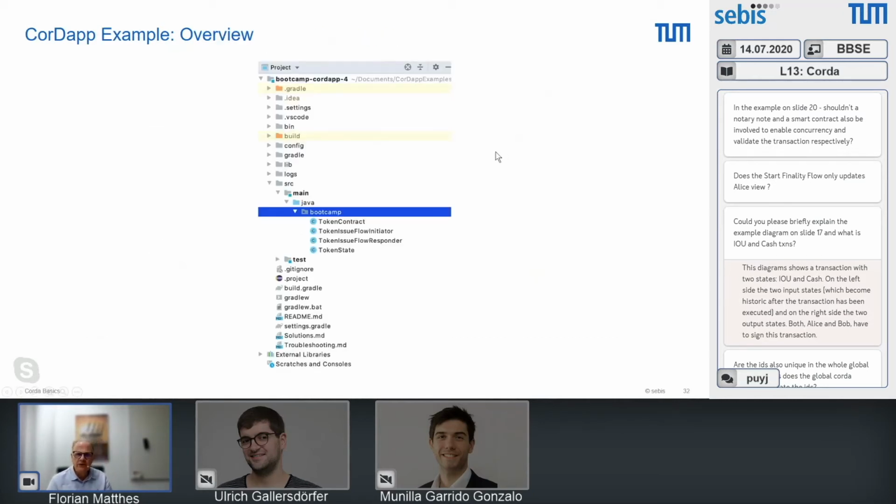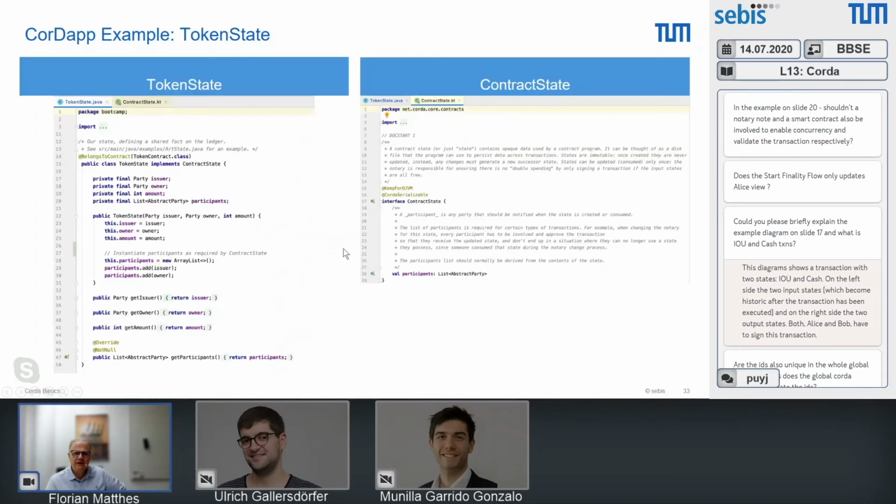If you then deploy, you would see something here in your development workbench in Kotlin: this bootcamp code, which is the demo, with all your four Kotlin classes, which implement the token contract, the token issue flow initiator, the token issue flow responder, and the token state, which is protected by the contract. And if you click on the source code, you would see in your development environment the token state definition, the contract state definition.